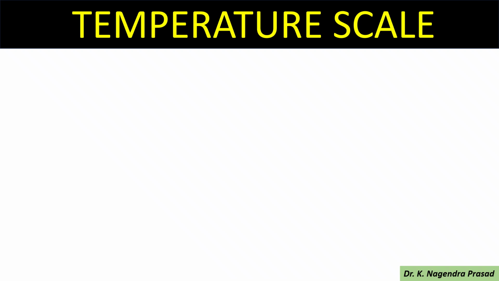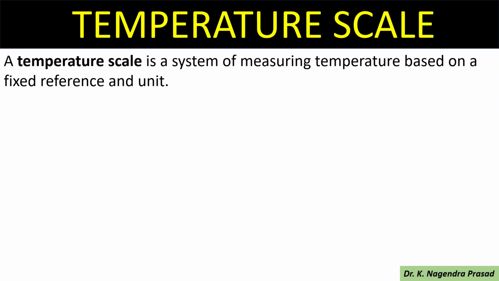In the present lecture, we will discuss the temperature scale and the different types of thermometers. First, we will discuss the temperature scale. A temperature scale is a system of measuring temperature based on a fixed reference and the unit. In general, we use different types of temperature scales based on the fixed reference points and the units.